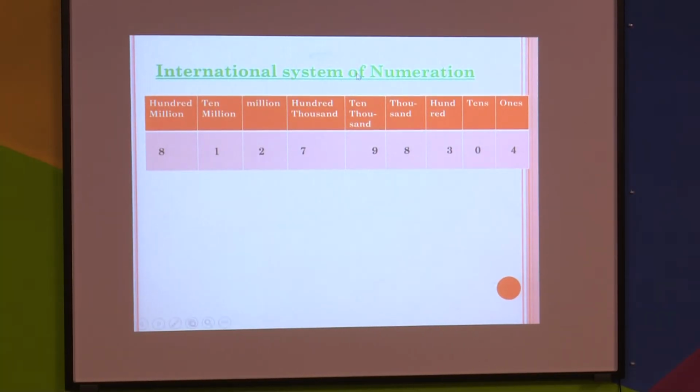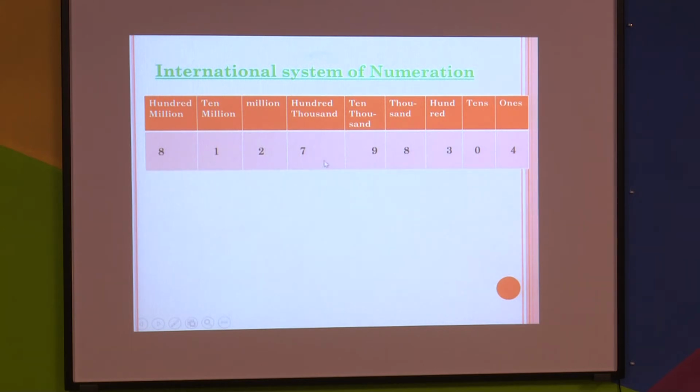Just now we have seen the international system of numeration and its place value. Let us see its place value once again. We will try to read out the number and also give the commas. At ones place we have 4, at tens place we have 0, at hundreds place we have 3, at thousands place we have 8, at 10,000s place we have 9, at 100,000s place we have 7, at millions place we have 2, at 10 millions place we have 1, and at 100 millions place we have 8. This is the place value of the given number.